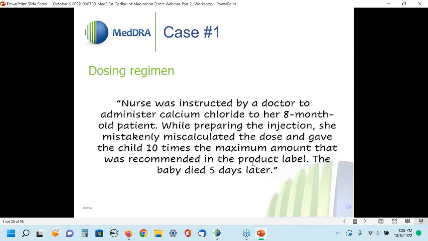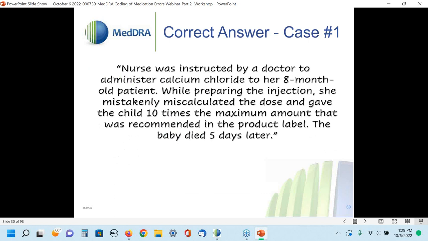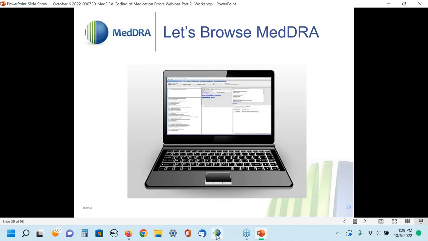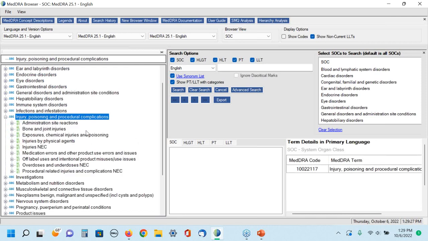So in going into MedDRA to try to be able to code this, I'm going to do the following. I'm going to open up the browser and first tell you the first thing I want to address is this whole thing about dose calculation, the miscalculation of dose. Now, again, we believe this to be a medication error. And so the question becomes, if we're going to do this as a top-down search, we go into injury, poisoning, and procedural complications. And the first question will be, which of these topics, these HLGTs, do we want to look in? Now, you can study this for a while, but I think what you would determine is medication errors and product use errors and issues is a good place for us to start.